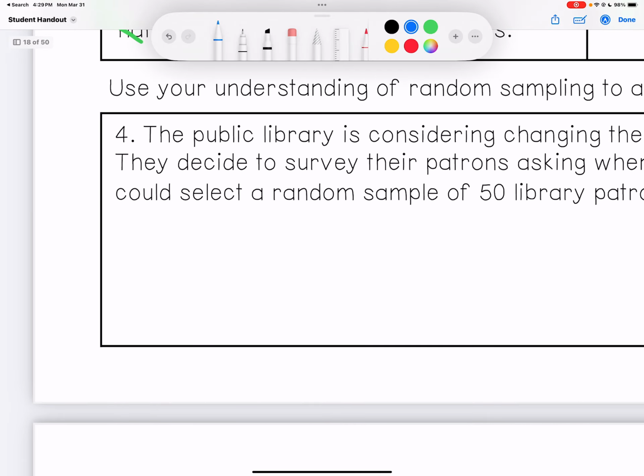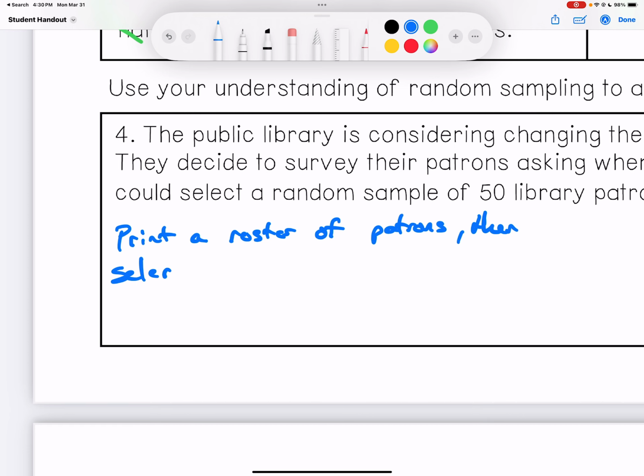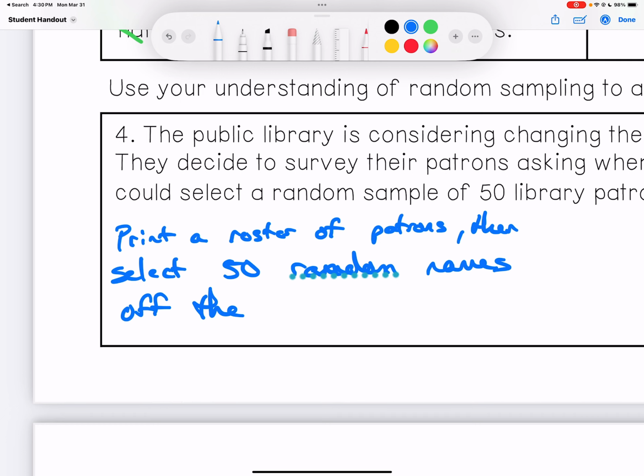All right, welcome back. One way would be to print out a roster of patrons, and then select 50 random names off the list. That's one way. There's more than one. You could have drawn a name out of a hat, whatever.